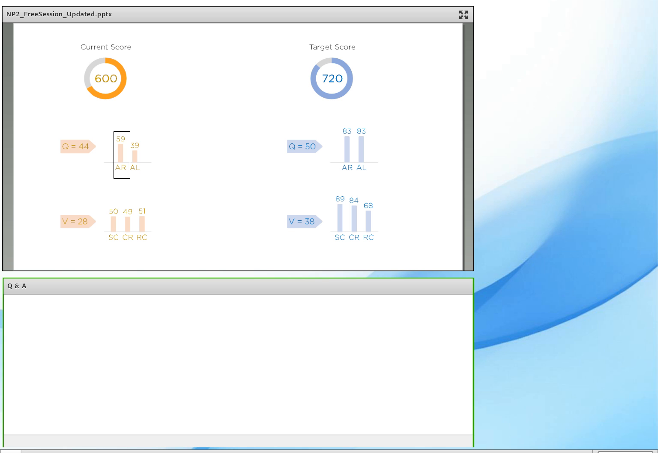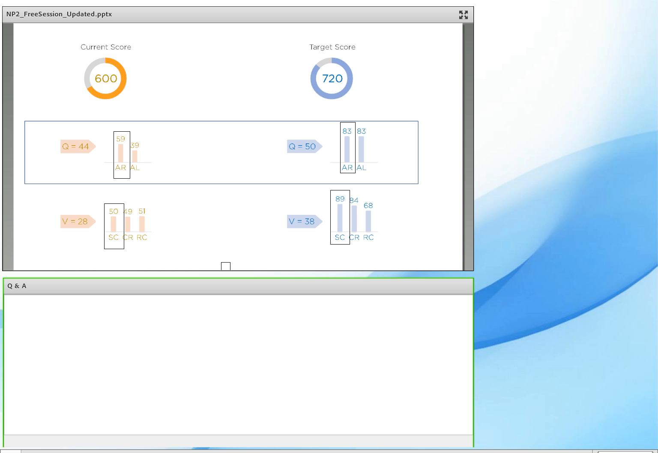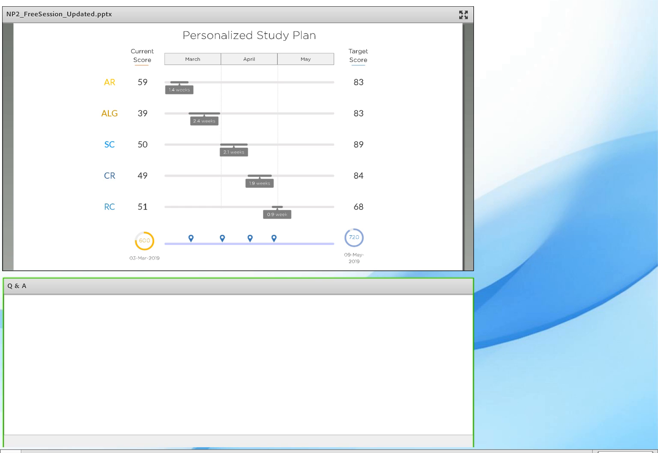For example, in arithmetic, you have to go from a starting ability of 59th percentile to an end ability of 83rd percentile. In sentence correction, you have to go from a starting ability of 50th percentile to a target ability of 89th percentile. It then determines, based on the statistical data that we have for about 40,000 students, how much time you need to hit those scores.